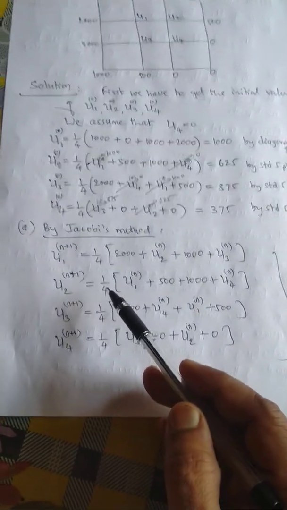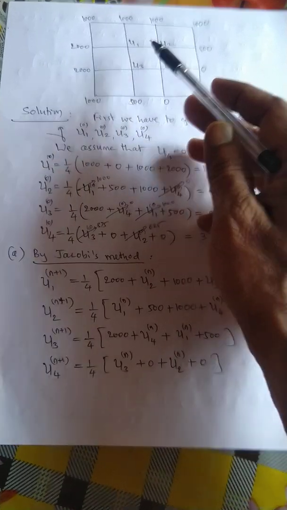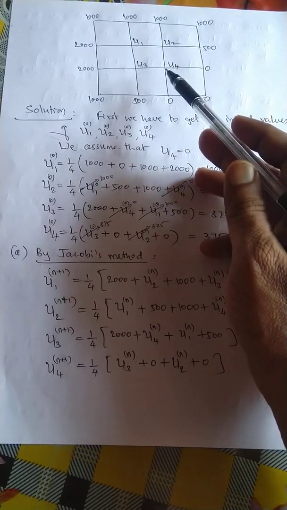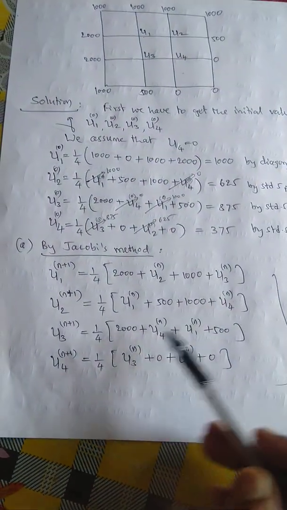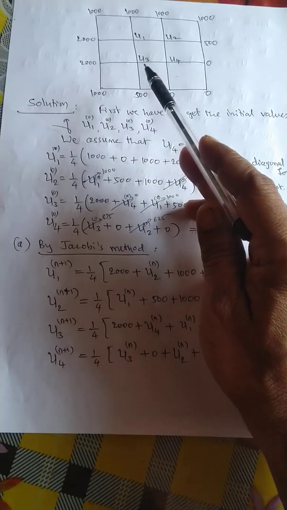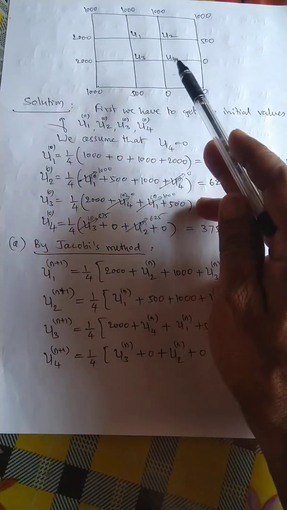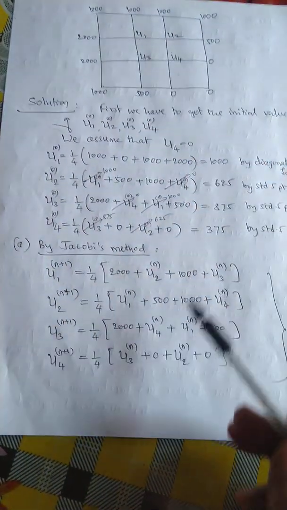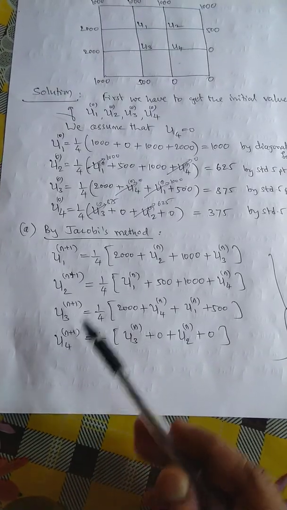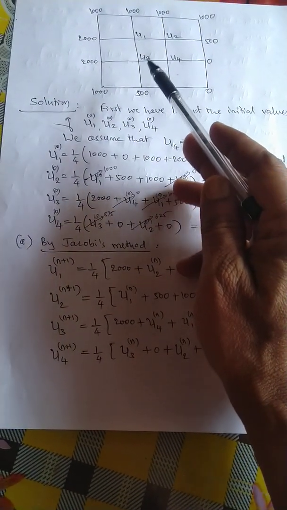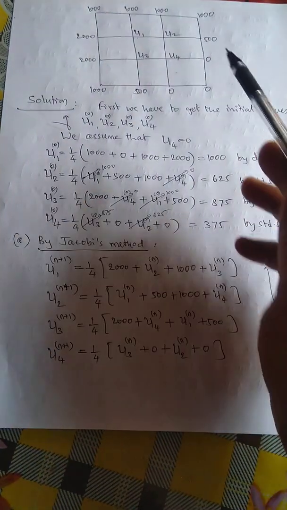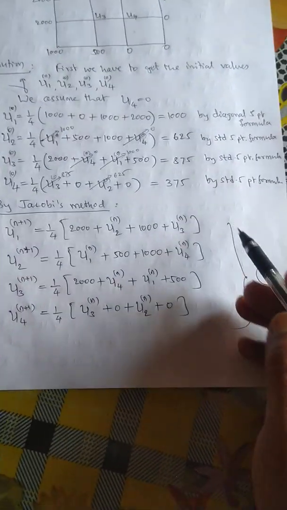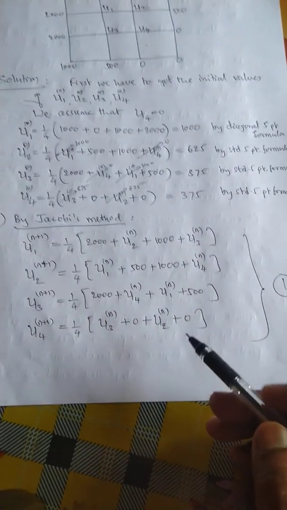First, U2 (n+1) is equal to 1 by 4 of U1 n plus 500 plus 1000 plus U4 n. Next, U3 (n+1) is equal to 1 by 4 of 1000 plus U4 n plus U1 n plus 500. U4 (n+1) is equal to 1 by 4 of U3 n plus 0 plus U2 n plus 0. Okay, let us denote it by the set 1.